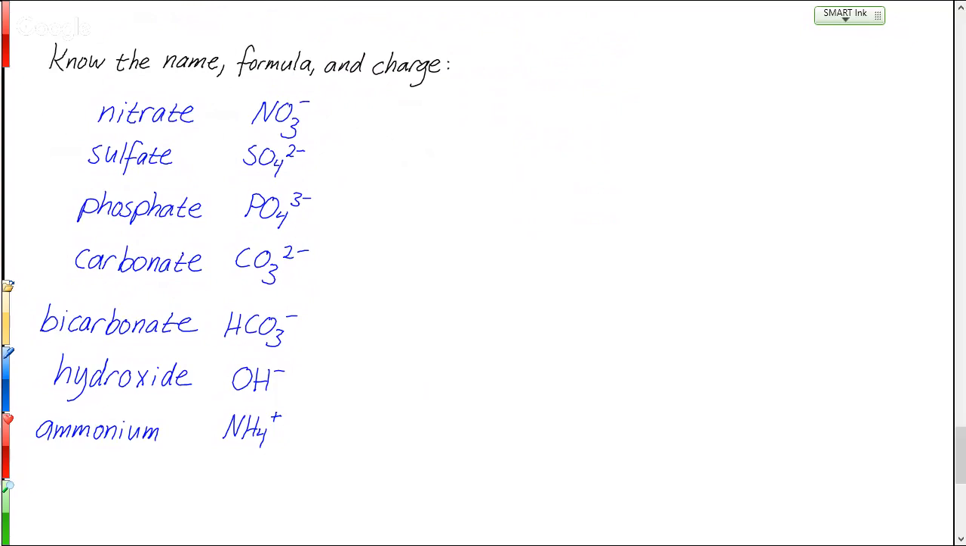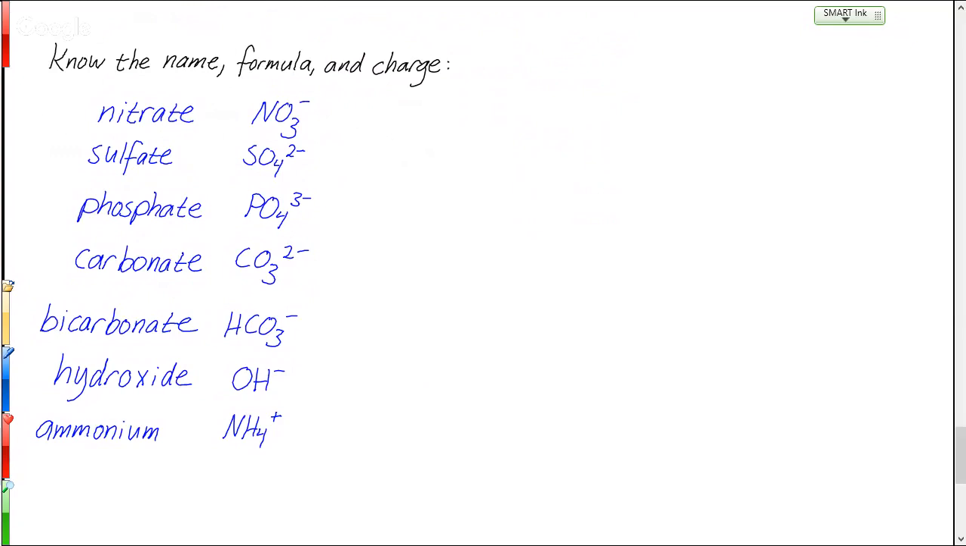All right. So you'll notice, except for ammonium, they all have oxygen involved. So if you see a formula where you've got more than one nonmetal and one of them's oxygen, you can be pretty sure that you've got one of these ions that we're dealing with.